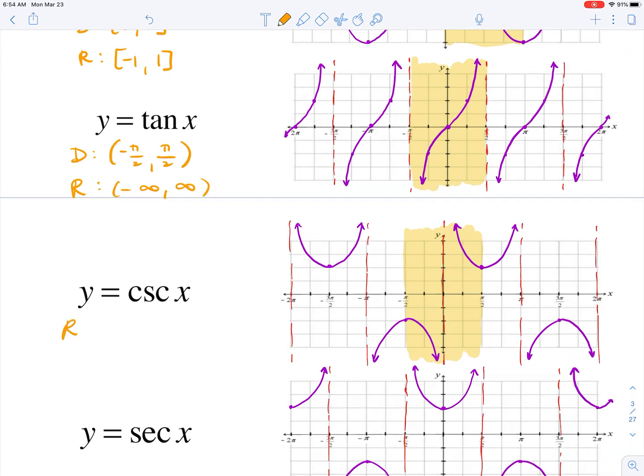So the restricted domain for cosecant would be from negative pi over 2, and negative pi over 2 is included in that interval, to 0. We need to exclude 0 because at 0, cosecant is undefined, and then up to pi over 2, and we will include pi over 2. And the range, reading from bottom to top, would be negative infinity to negative 1, union 1 to infinity. And I'm just missing my labels on my y-axis there.